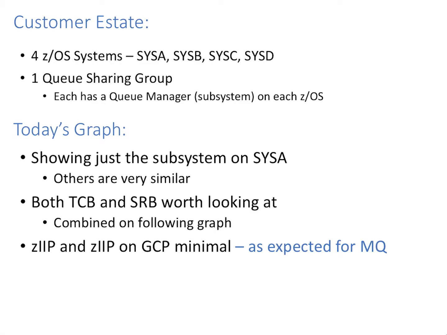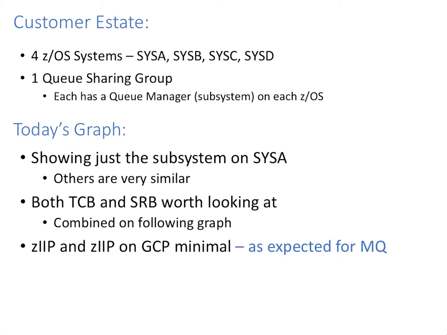Today's graph is going to just show subsystem MQA on SYS. The others are very similar in their behavior, so just to declutter things, I'll only talk about one of them. Now this time, because it's MQ, both TCB time and SRB time are worth looking at, and I've combined them on the following graph. Compare and contrast that with CICS and DB2 before, where actually SRB time hasn't been worth graphing because it's been very small.